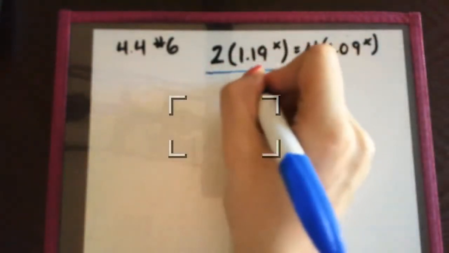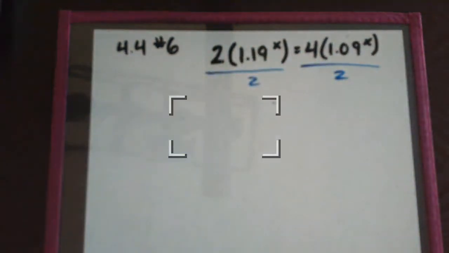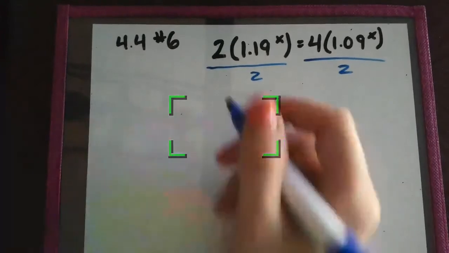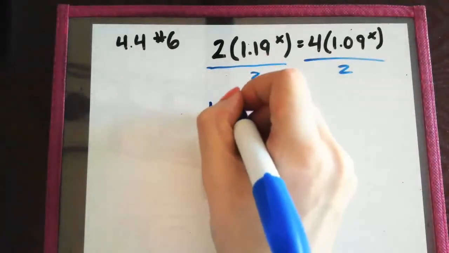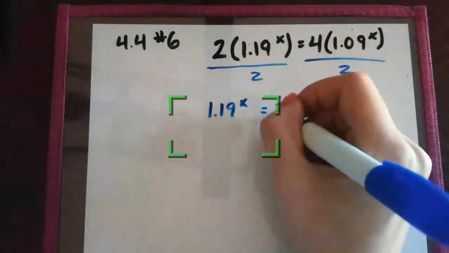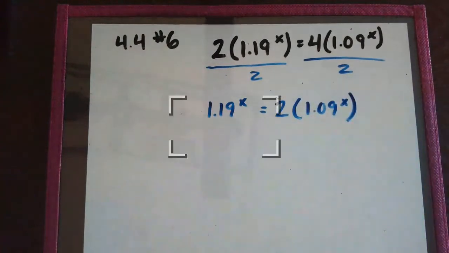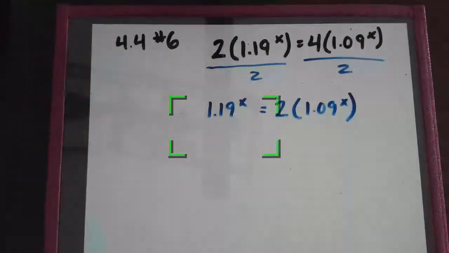I'm going to try to simplify this at least a little bit before I take logarithms of both sides. Because I have a 2 on one side and a 4 on one side, I could either divide both sides by 2 or by 4. Either way, we're going to be okay. Let's divide both sides by 2. That way, I'm not going to have a 2 on this side of the equation. That's going to be gone. I'm going to be left with 1.19 raised to the x power is equal to 4 divided by 2 is 2 times 1.09 raised to the x power. So now we only have something in front on one side instead of on both.